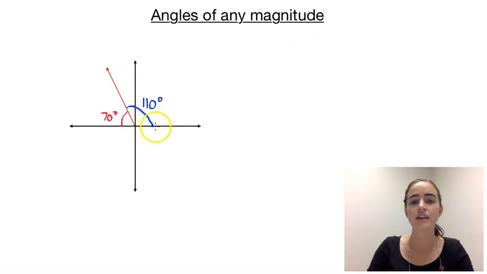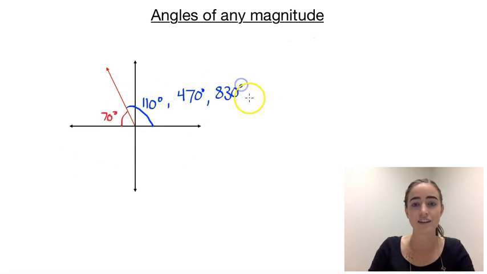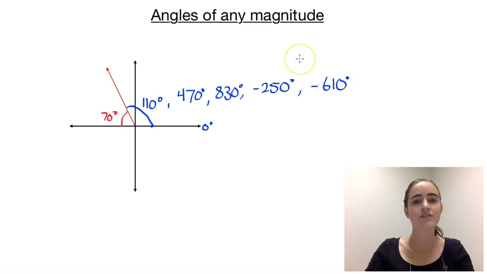So that's 110 degrees. If we were to start here and go all the way around and then back up to there, we would have 470 degrees. If we were to go around a whole other revolution, we'd have 830 degrees. And that could go on forever if we just keep going around in circles. If we were to start here and go clockwise instead, we'd come around 180 and then another 70. So we'd end up at minus 250 degrees. So if we went around to minus 250 and then went around a whole other revolution, we'd end up at minus 610 degrees. So just emphasizing there's an infinite number of ways that we can represent that angle.